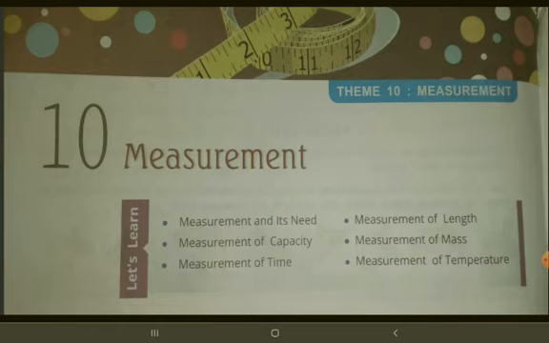In this lesson, the main points are: measurement and its need, measurement of length, measurement of capacity, measurement of mass, measurement of time, and measurement of temperature. What are the things, children? Mainly we are going to understand in this lesson measurement and its need, and measurement of length, capacity, mass, time, and temperature.